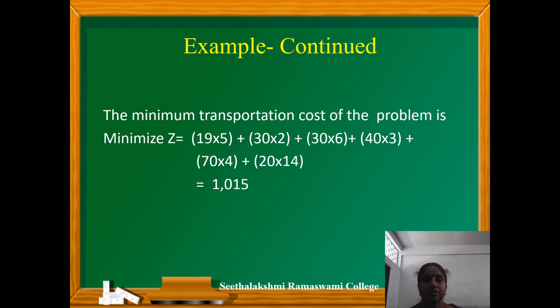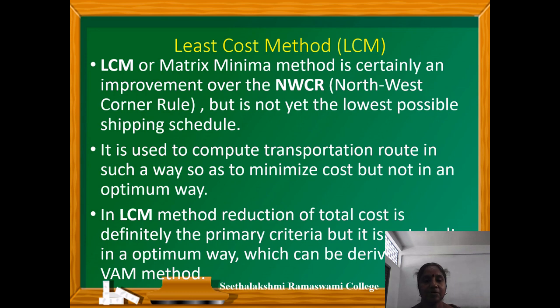And the next method is the least cost method or matrix minimum method. In this method, we have to allocate first in the cell with the minimum cost. So that is the first allocation. After satisfying that, we have to move to the next minimum in the given matrix. So this method is used to compute transportation route in such a way to minimize cost but not in an optimum way. And then the third method is Vogel's approximation method. So among all the three initial basic feasible solutions, Vogel's approximation method is the best method.